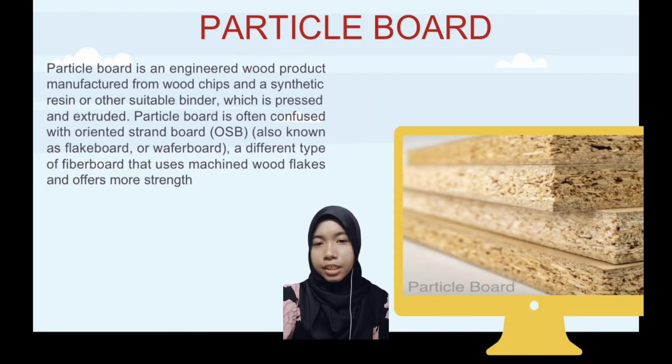Particle board is an engineered wood product manufactured from wood chips and a synthetic resin or other suitable binders, which is pressed and extruded. Particle board is often confused with oriented strand board (OSB), also known as flakeboard or waferboard, a different type of fiberboard that uses machined wood flakes and offers more strength.